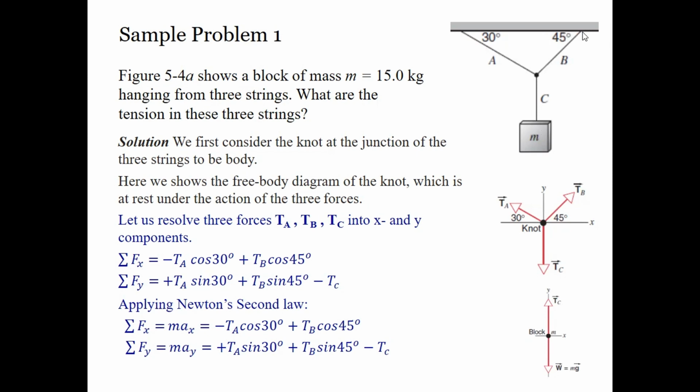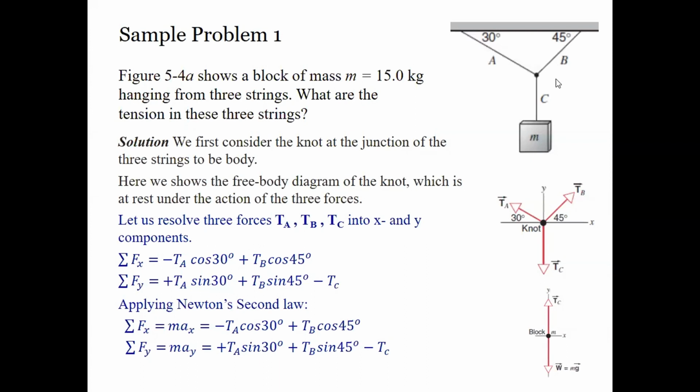Both A and B strings are attached to the ceiling, and the angles subtended are 45 degrees and 30 degrees. The question is, the block's mass is 15 kg hanging from these three strings, then what is the tension in these three strings? The solution is that we first of all consider the knot. This knot at the junction of these three strings, and here we draw a free body diagram for the knot, which is at rest under the action of all these three forces.